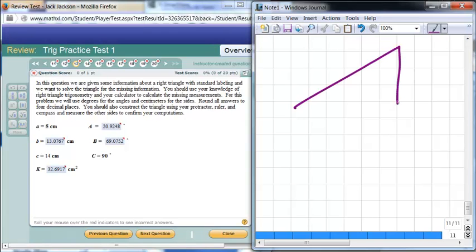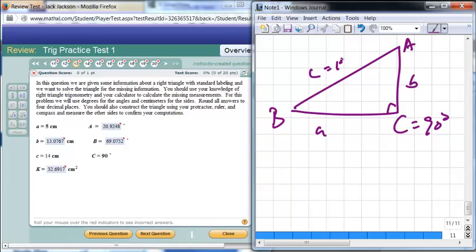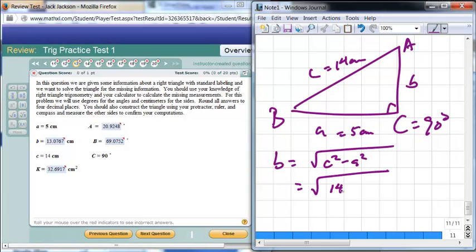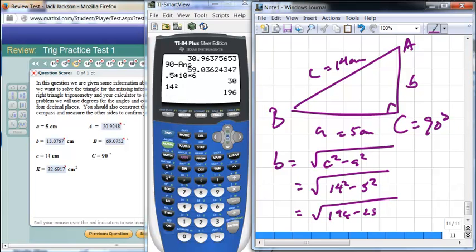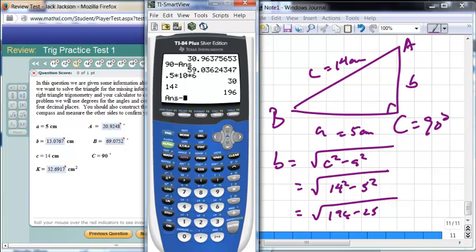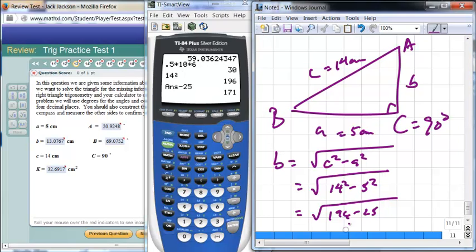Okay, similar kind of solving triangle problem. Again, we're going to label C as our right angle. I'll label these the same way. This time we know C is 14 centimeters and A is 5 centimeters. Again, we can use the Pythagorean Theorem, but this time B is the square root of C squared minus A squared. So that's 14 squared minus 5 squared. 14 squared is 196. 5 squared is 25. 196 minus 25 is 171.